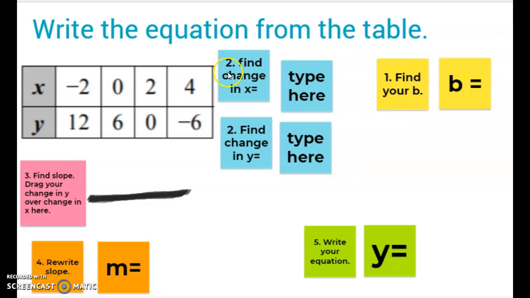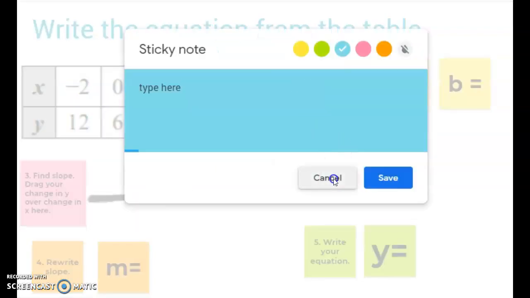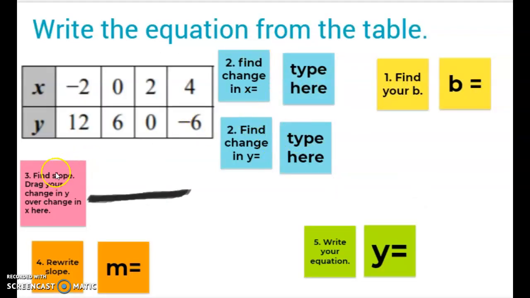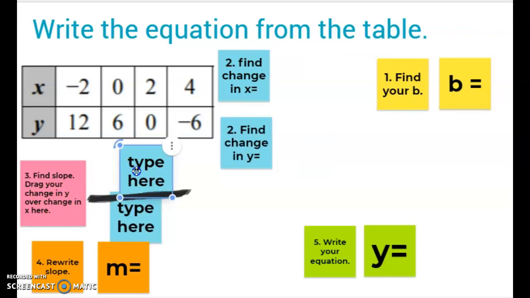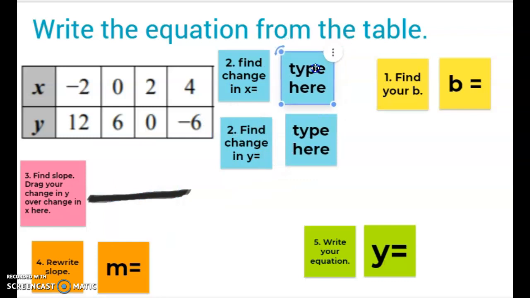If you look, notice there's 2 of them with step 2. That means either one can come first. You're typing your answer right here where it says type here. Step 3 is right here in pink. You're finding slope now by creating a fraction. You're dragging your numbers to where they belong. Once we have numbers, it'll be easier to see what I mean. Rewriting our slope, we are basically dividing or simplifying our fraction. When we get our answer, we're going to type it here where it says m equals.